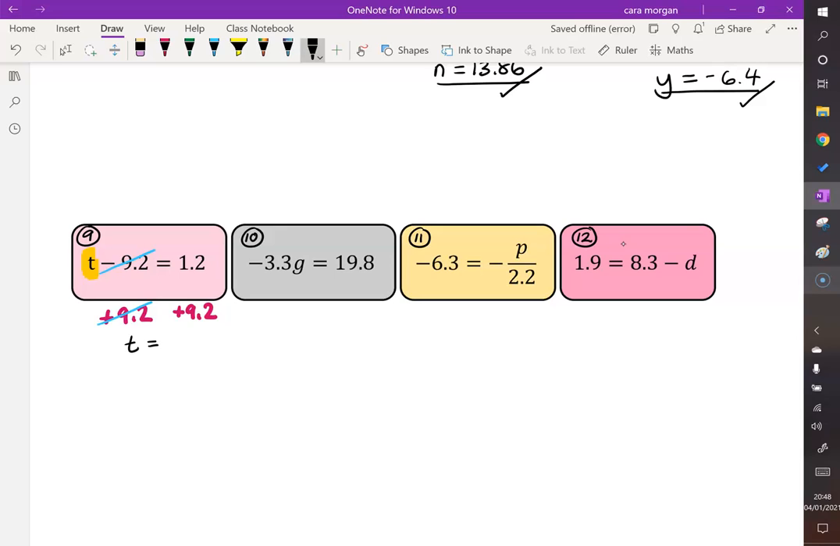Now, if I do that, the negative 9.2 and the positive 9.2 cancel out to give me T on the left-hand side. And if I add 1.2 and 9.2, I'm going to get 10.4. I'm going to check that before I move on. 10.4 subtract 9.2 does give me 1.2.